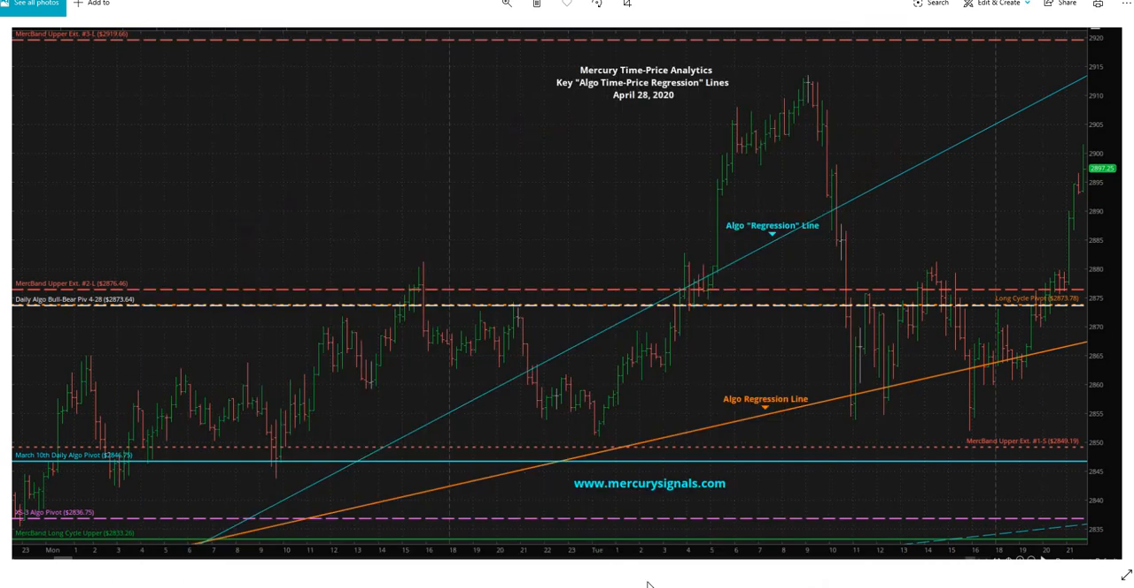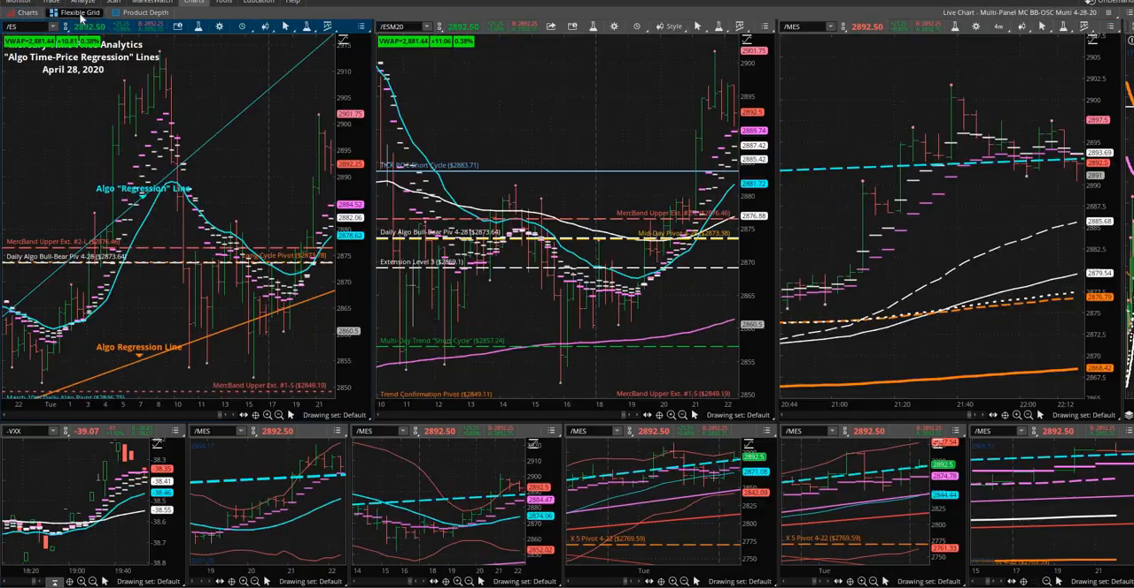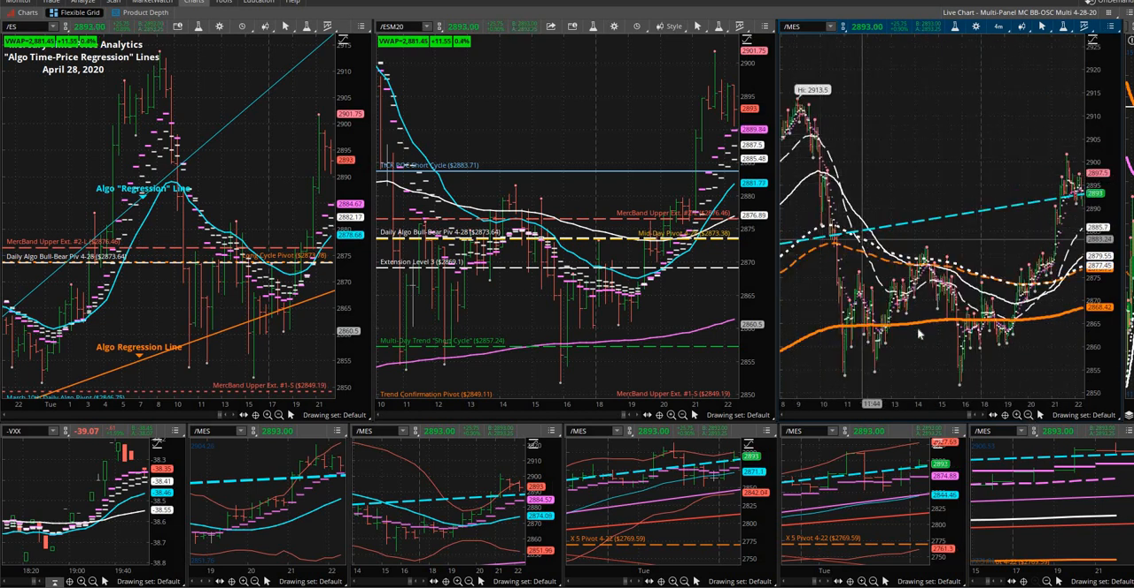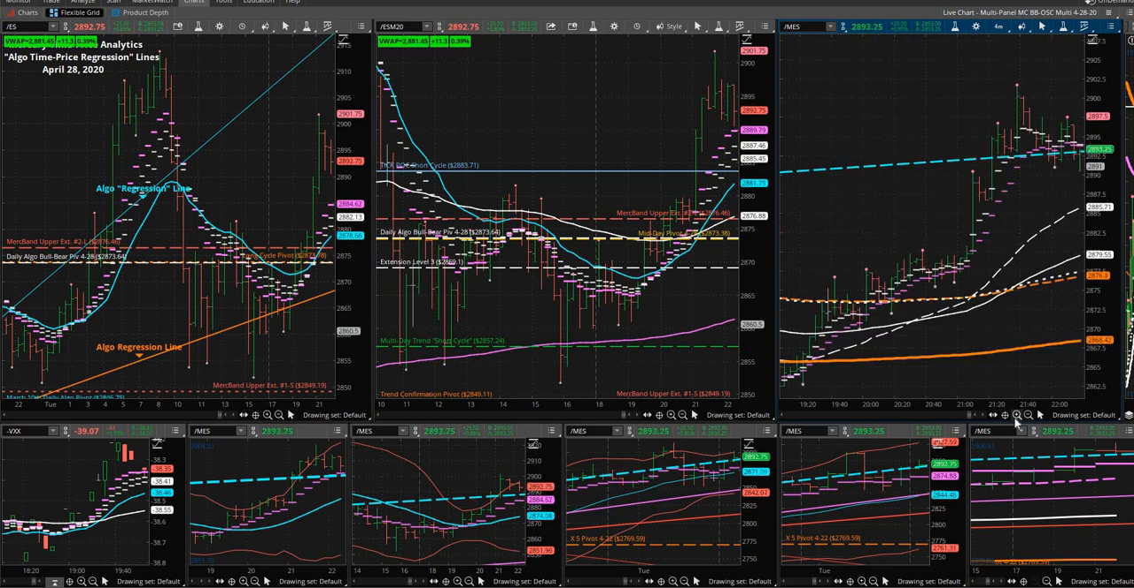But let me go back one more time in closing to this chart right here. It's real simple. White line is above the purple line, you're long. And when it's the opposite, you're short. Easy peasy.